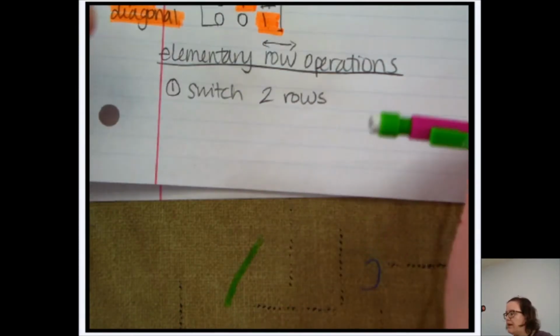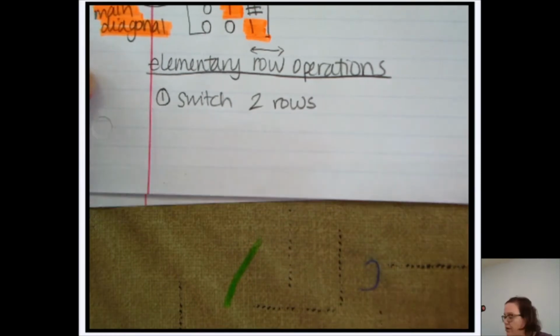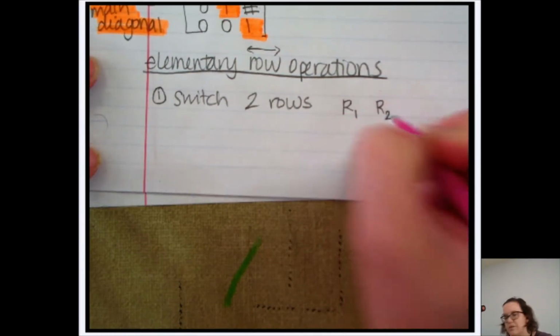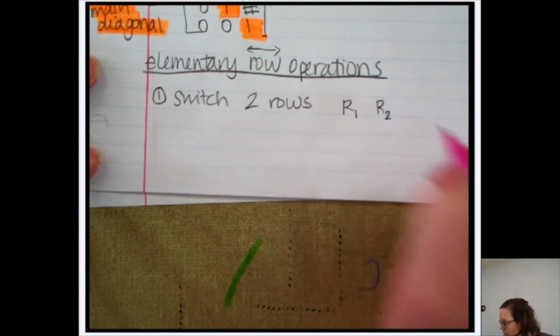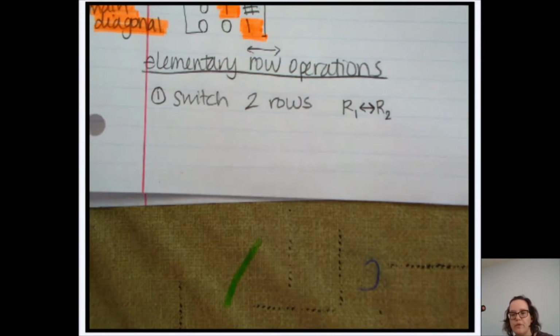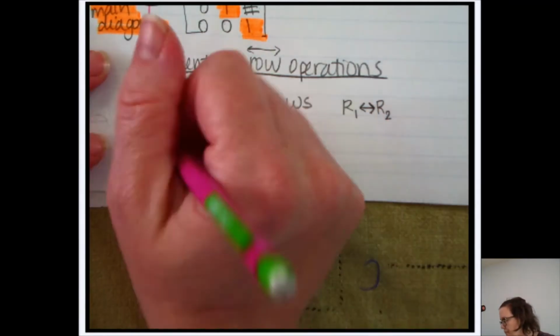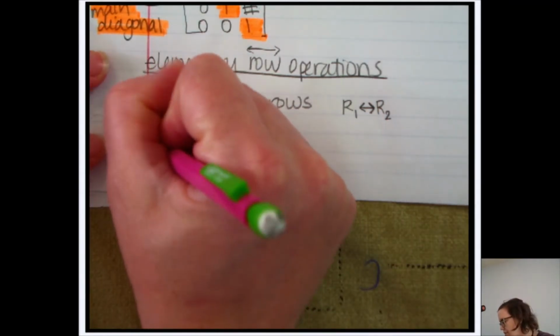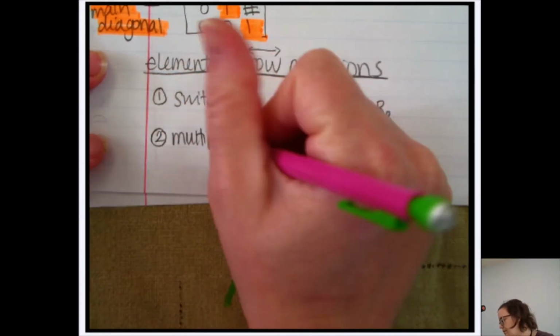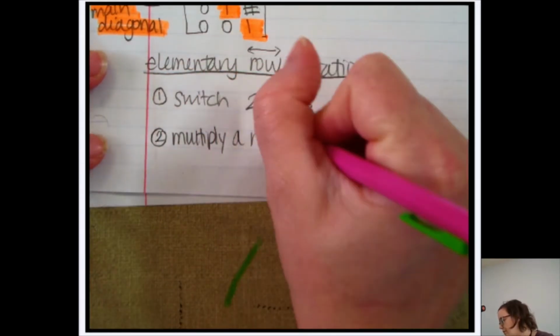And the way we symbolize that or show our work, if we want to switch row 1 with row 2, so we just use little subscripts, we use a double-headed arrow. Okay, so row 1 and row 2 are going to switch. Okay, the second thing we can do is multiply a row by a non-zero number.